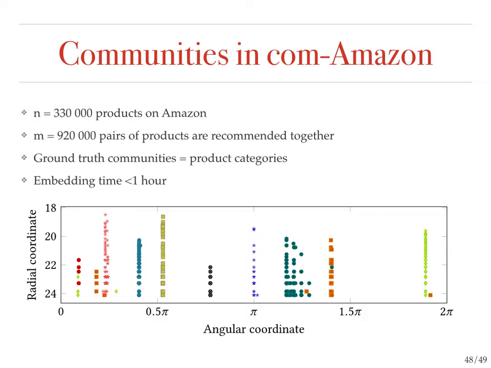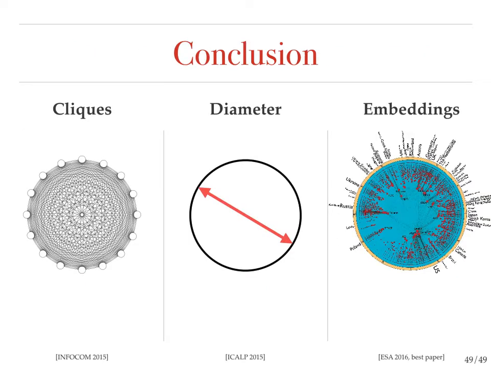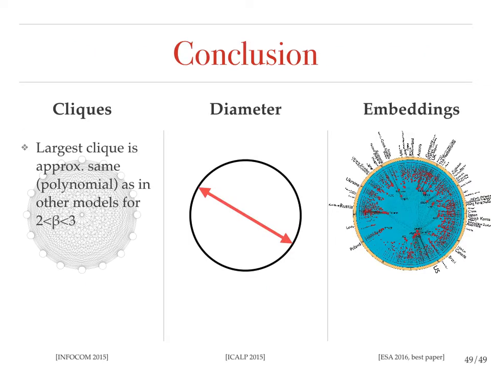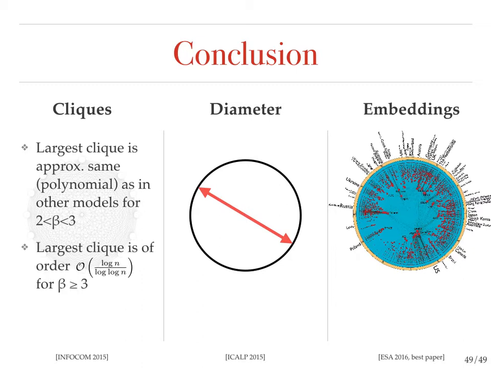So, to conclude, what have we seen? First of all, in my thesis, we proved that the largest clique is approximately the same size as in other models if the power law exponent is between 2 and 3. But once it becomes larger than 3, it gives a much more realistic prediction of the clique number for real-world graphs. And also, we have a result that cliques can be found very efficiently in hyperbolic random graphs.